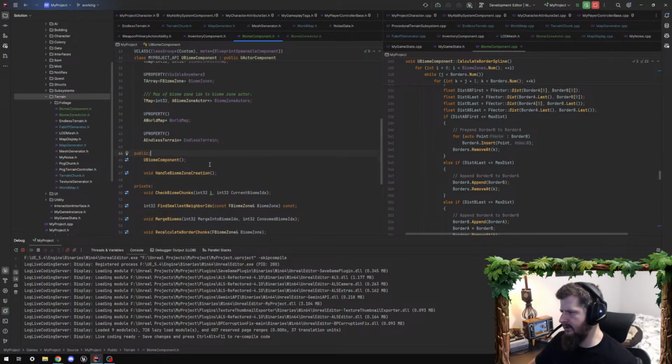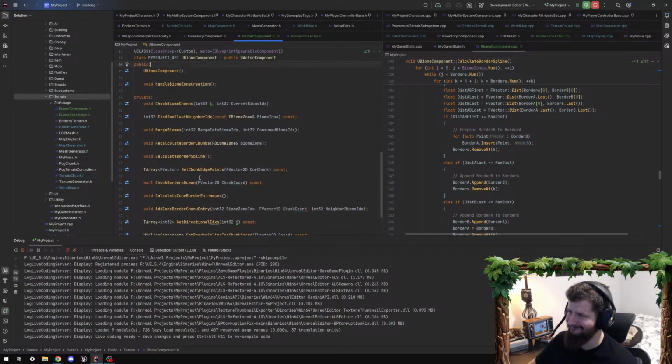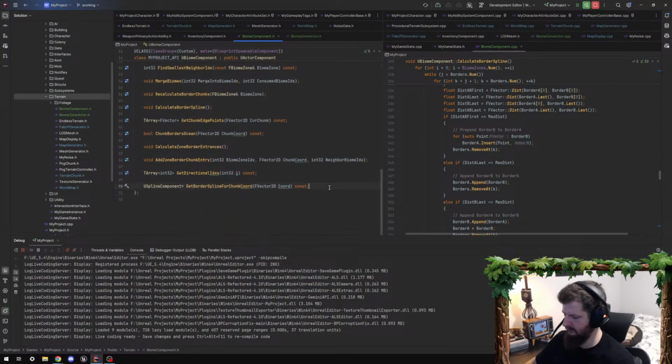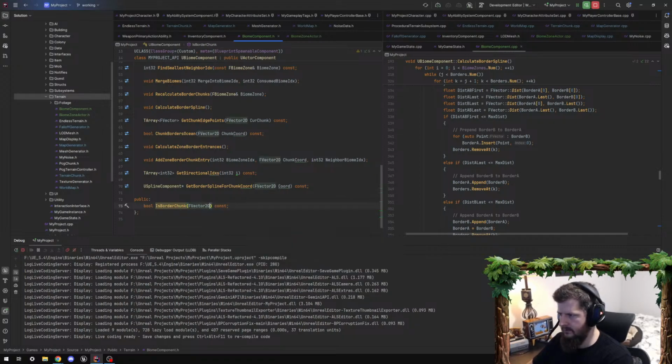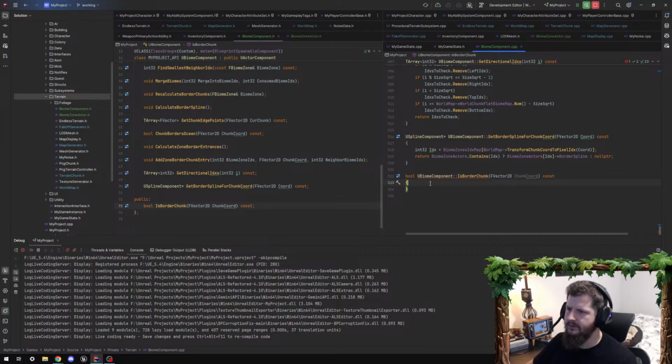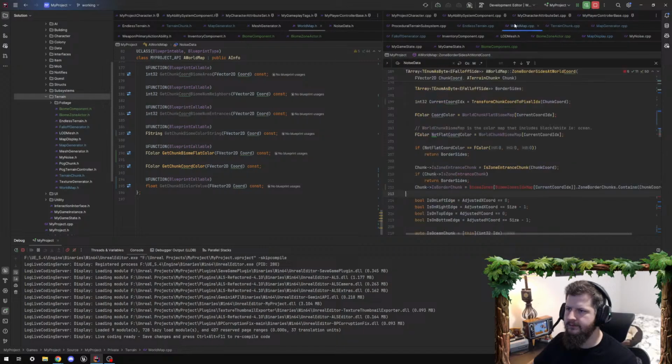Is a constructor public? I think a constructor needs to be public, right? Or does it matter? Maybe it doesn't matter. Is border chunk. This will take an FVector2D. Create that definition there, and then I will replace that.